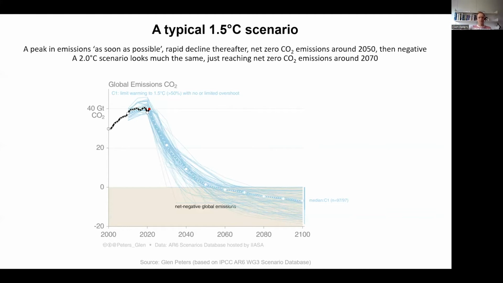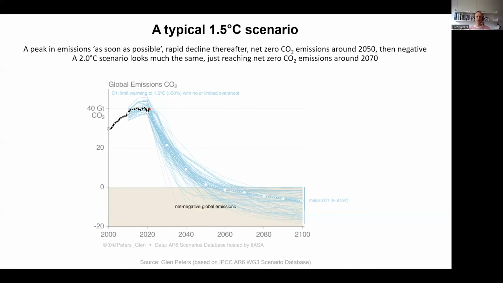There are other scenarios which have 1.5 degrees with high overshoot. They might go up to, let's say, 1.5 degrees before coming back down. They probably, in most cases, require a little bit more carbon dioxide removal. And you can also look at, for example, 2 degree scenarios. The 2 degree scenario would look very similar to these scenarios here, but the net zero year would be shifted to, let's say, around about 2070, meaning the rapid decline in emissions after the peak is slightly lower, still quite rapid. So this is the sort of global picture looking at aggregated total CO2 emissions.